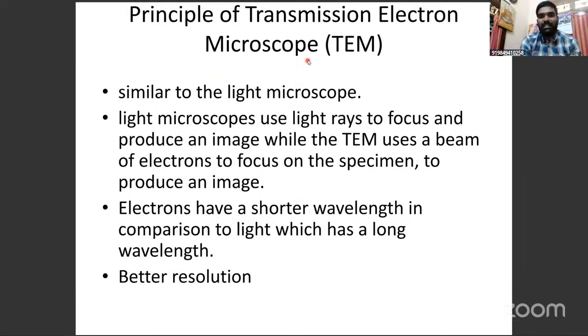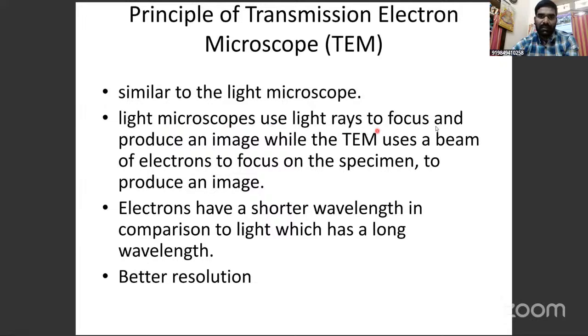So, the principle of the transmission electron microscope. What is the principle actually? We use electron beams only, but what is the principle behind it? In the electron microscope, electrons are passed through the specimen, and the magnification of that specimen happens through magnetic lenses, similar to the light microscope.